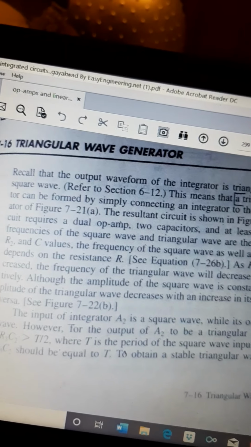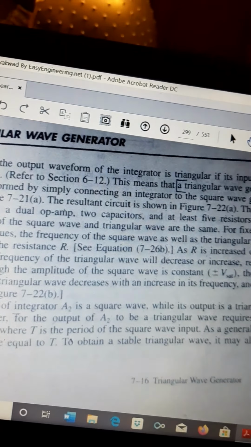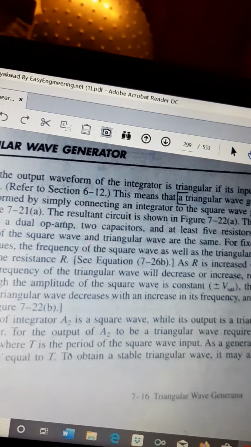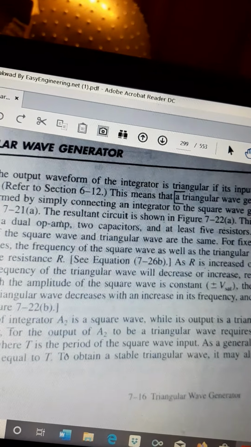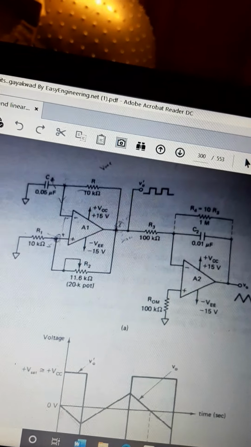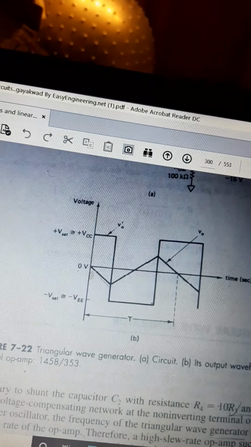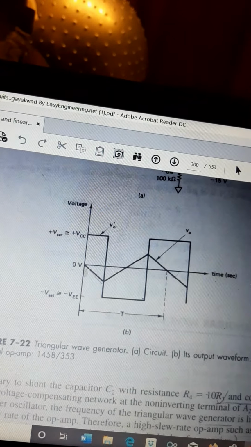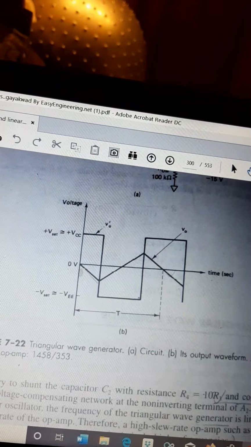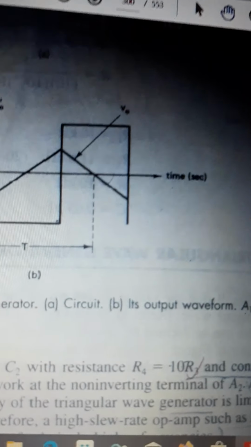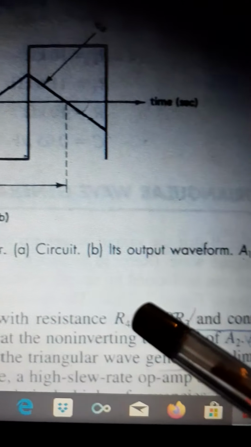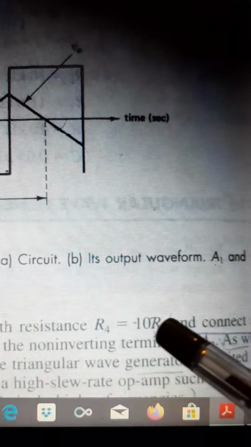To obtain a stable triangular wave, as I told you previously when I explained the integrator, we should connect a resistor in parallel to C2. That resistor, known as R4, should be equal to 10 times R3.